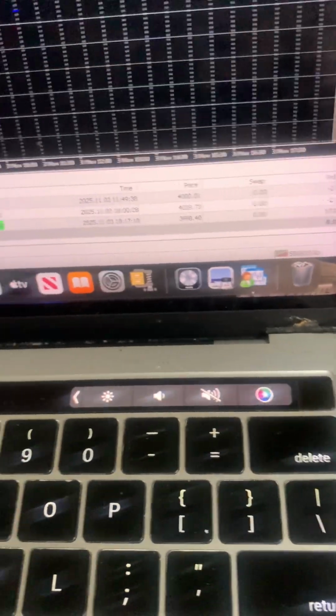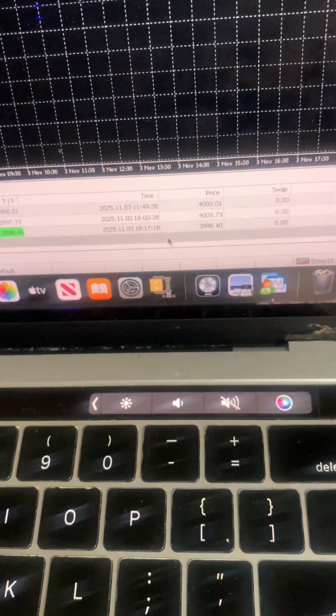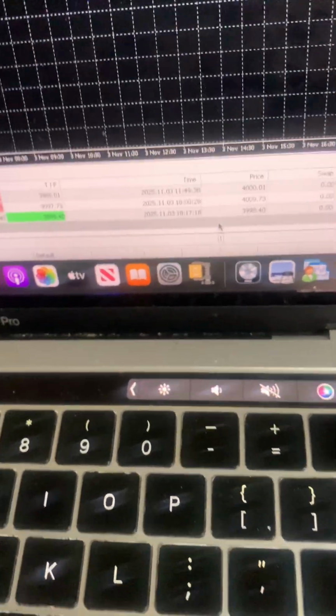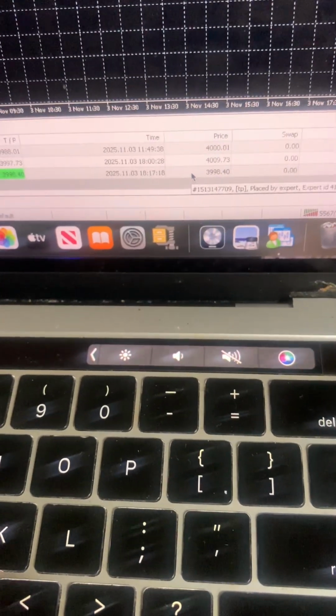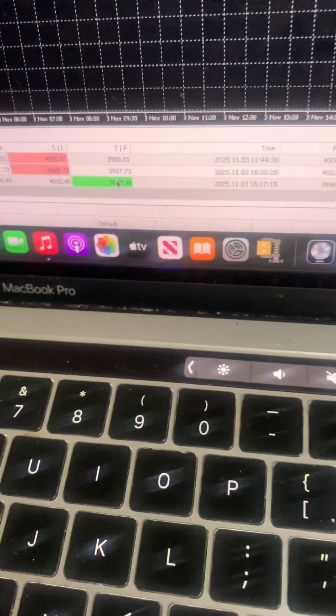$8. So now the thing is, I need a VPS that I can connect it to, at least to monitor it for like a full day. I couldn't check it during London session, so I need to be able to see it for a full day and monitor it. Look at it, $10. You can see the green there, $10, right?